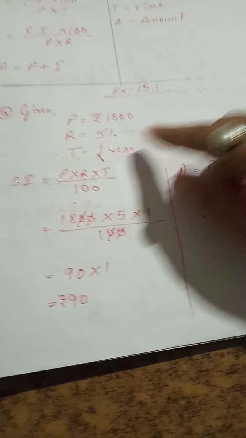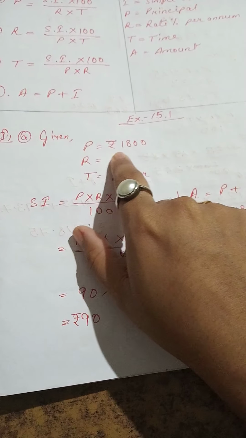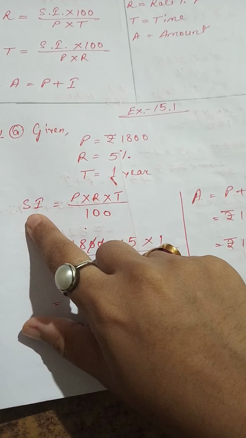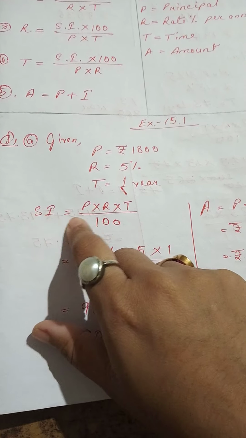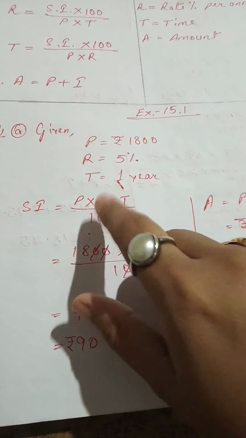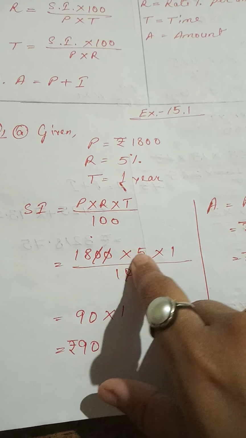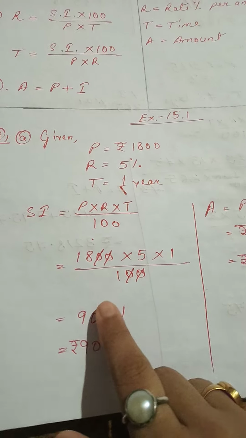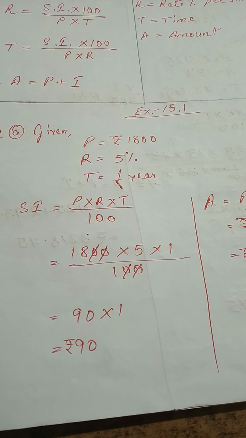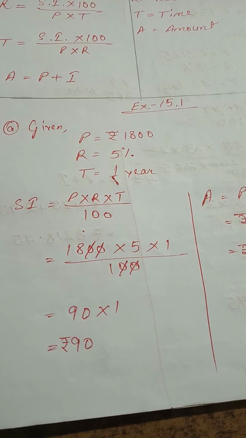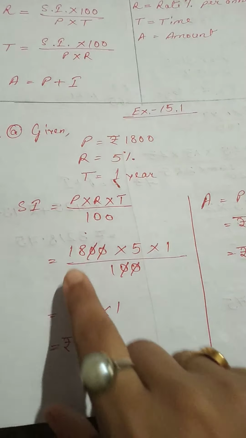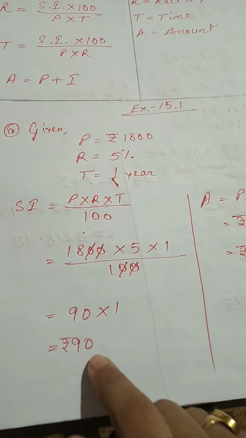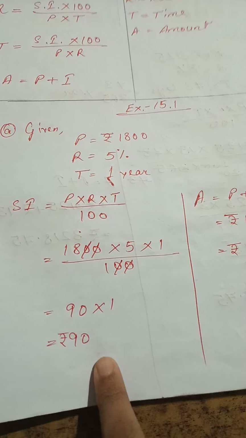So at first we'll write down all the given, whatever is given to us, that is P 1800, R is 5%, T is 1 year. So we'll apply the formula of SI, simple interest. Simple interest equals P into R into T by 100. So we'll put the values, 1800 into 5 into 1 by 100. So 0 and 0 get cancelled. So after that 18 into 5 gives us 90, 90 into 1 gives us rupees 90. So our simple interest is rupees 90.